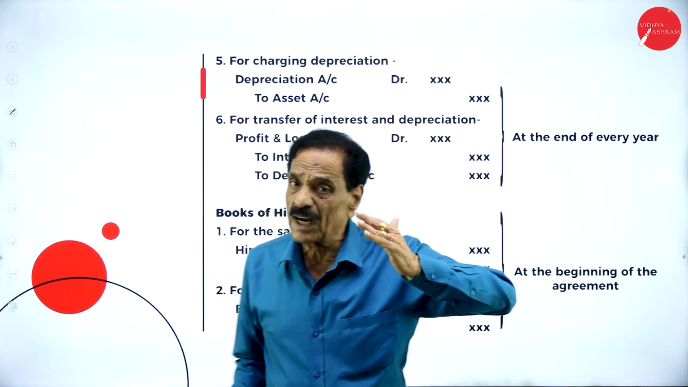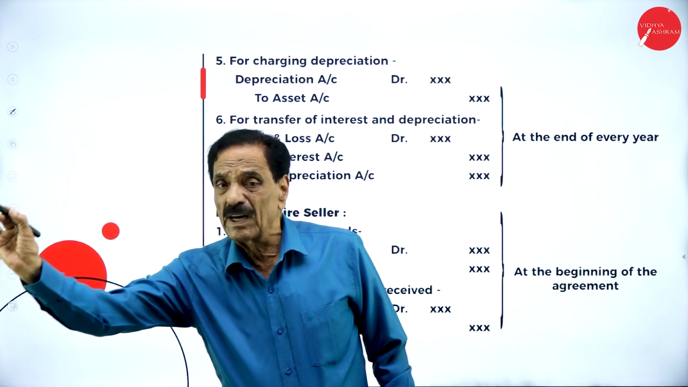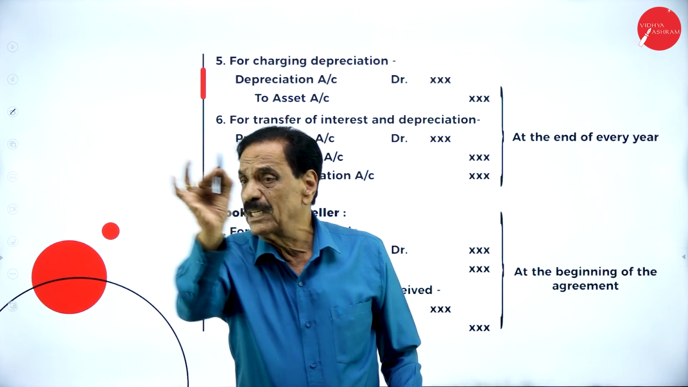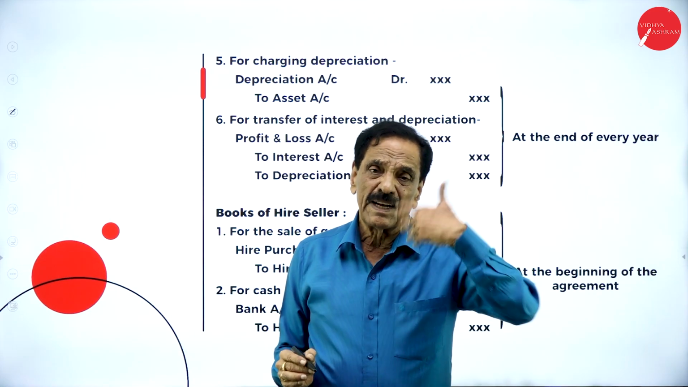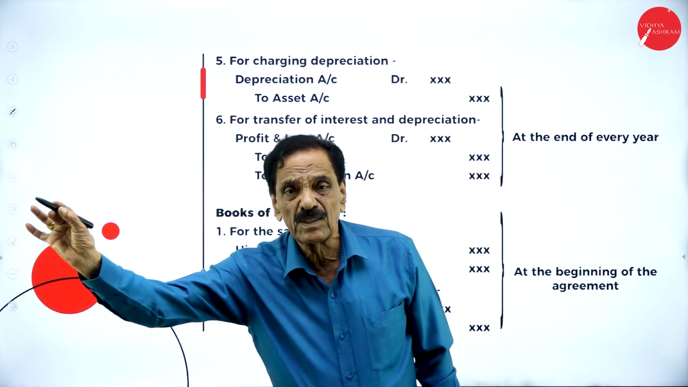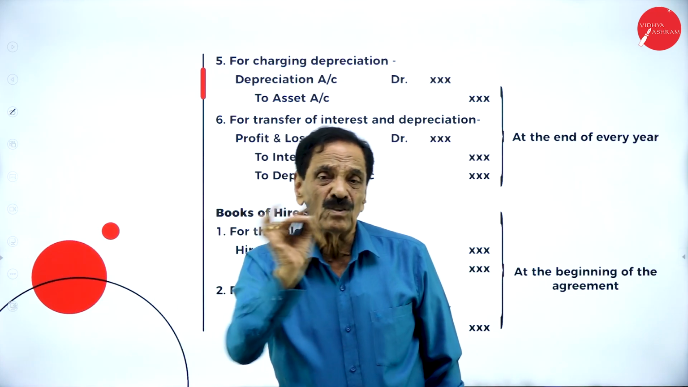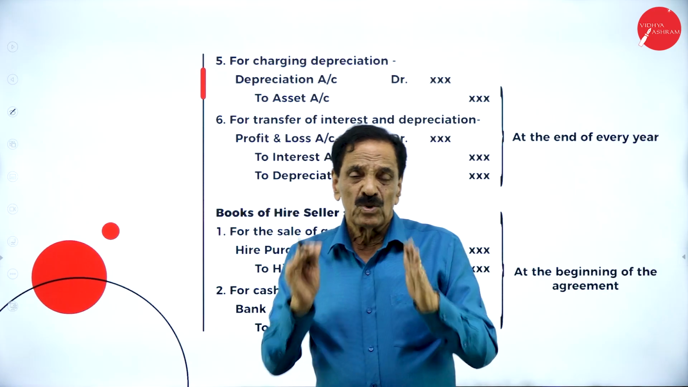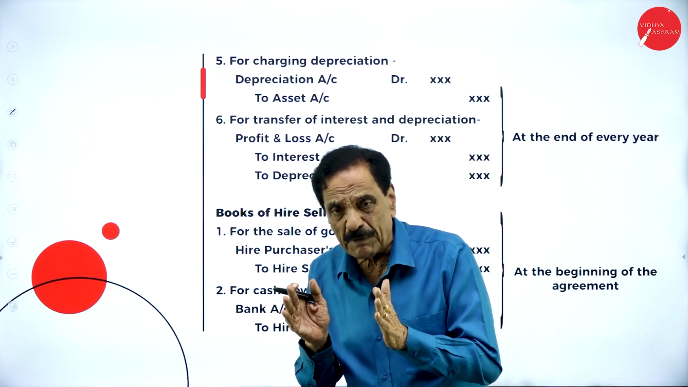How does the second year start? Interest account debit to hire seller account, hire seller account debit to bank account, depreciation account debit to asset account. Transfer to P&L account: profit and loss account debit to interest account and to depreciation account. So it moves on the same way, only the amount will be changed. So these are all the entries in the books of the hire purchaser.